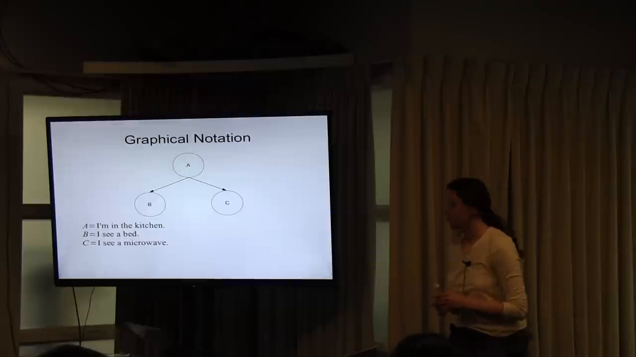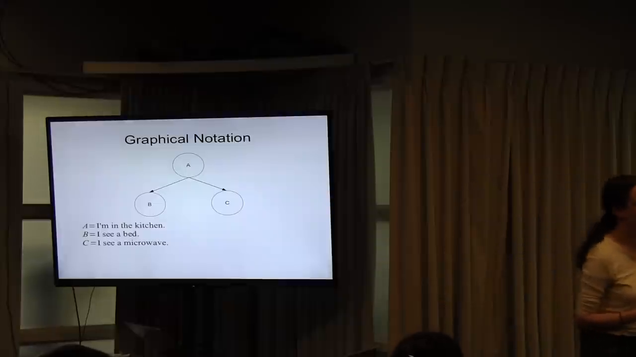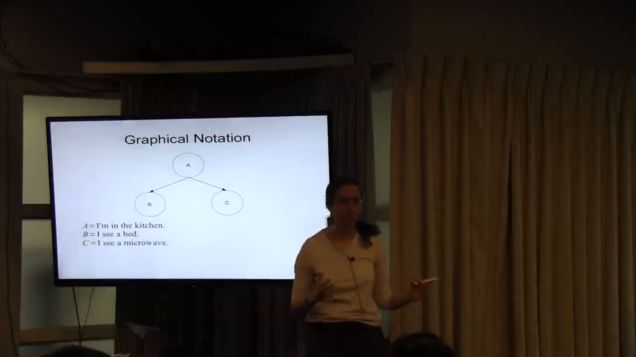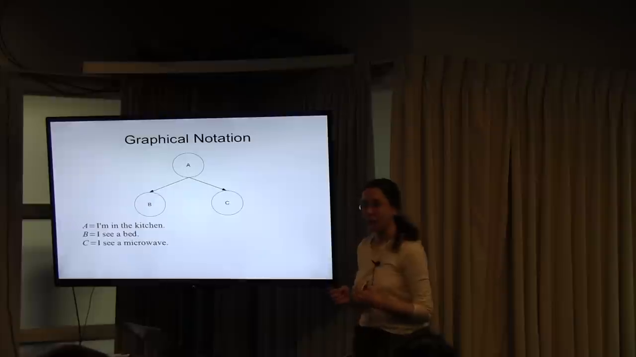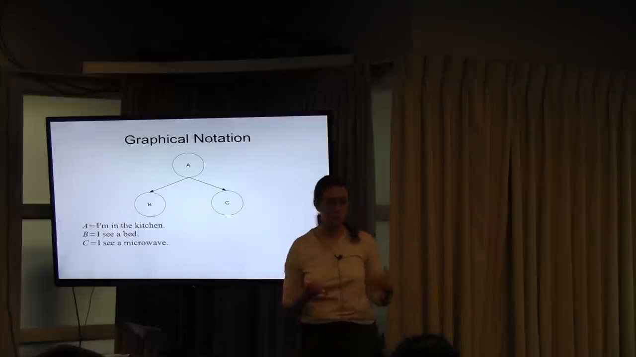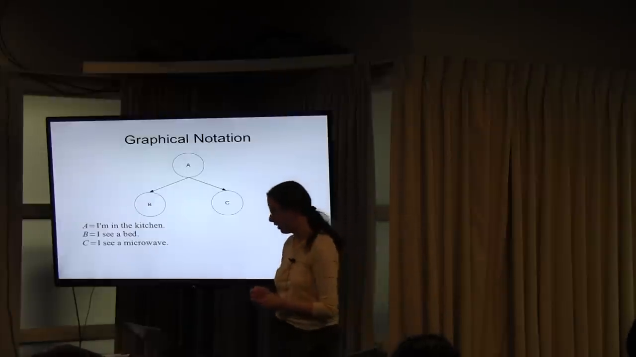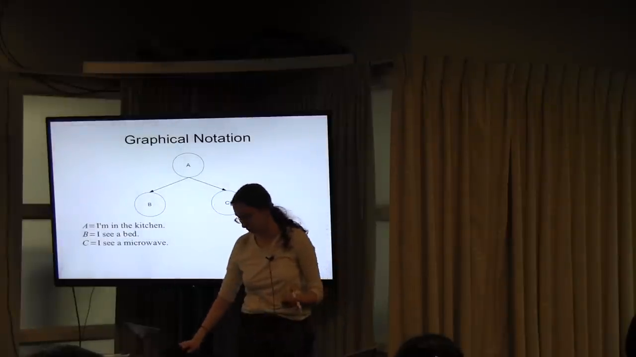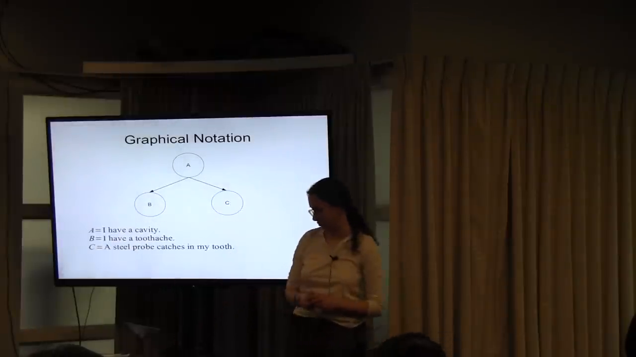Okay, so what I'd like you guys to do, why don't we go through another example first, and then I'm going to ask you guys to come up with a problem with your partners, and then some independent assumptions and stuff for it. So this is one for I'm in the kitchen, I see a bed and I see a microwave. There's another one which we can use with the same graphical structure.